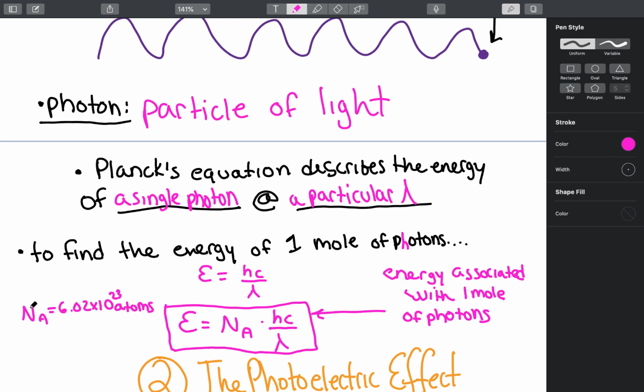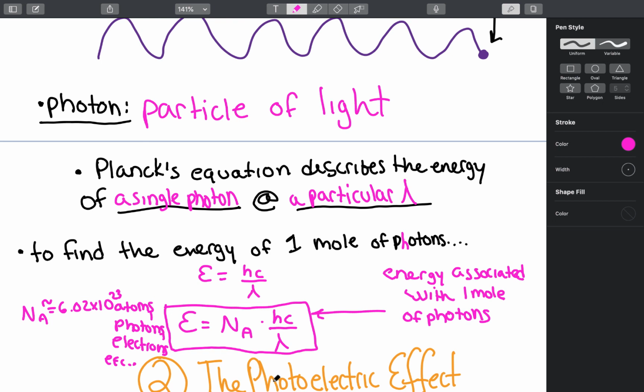So remember, Avogadro's number is just an amount. But in this case, we're talking about atoms or photons, electrons, etc. So it can be anything. And whenever you have 6.02 times 10 to the 23rd of anything, you have a mole of something. So this allows you to find the energy associated with 1 mole of photons with a particular wavelength.